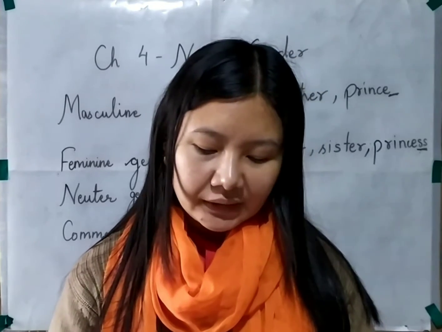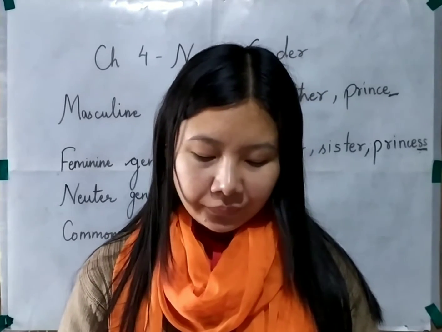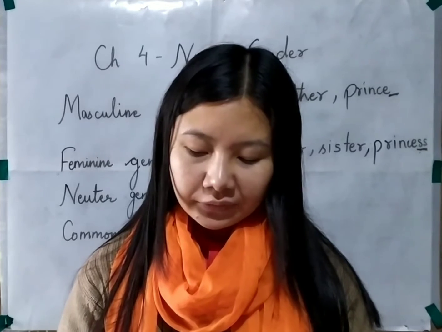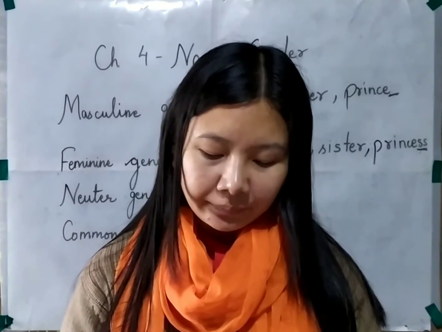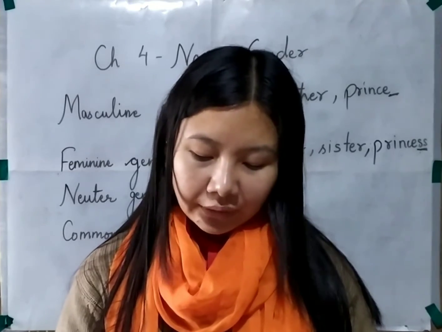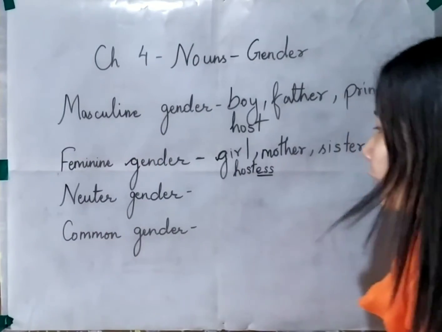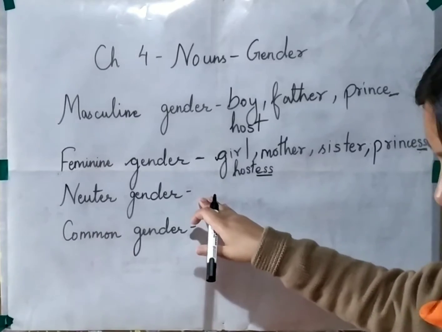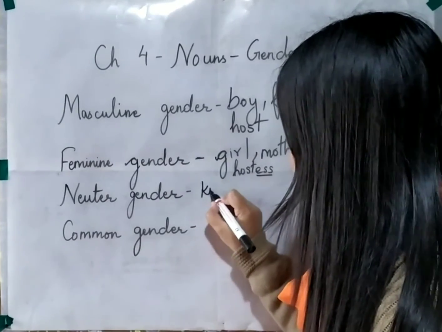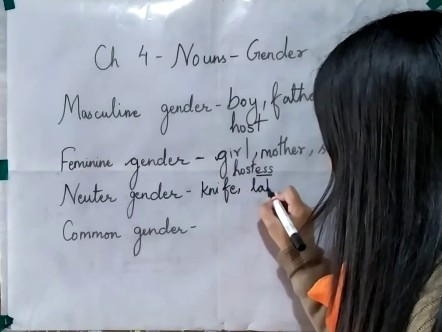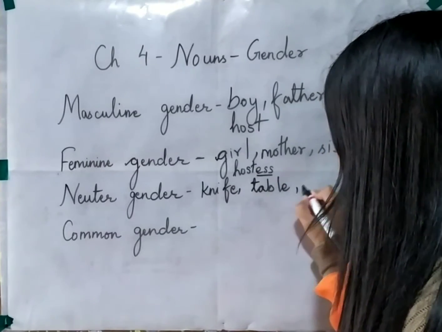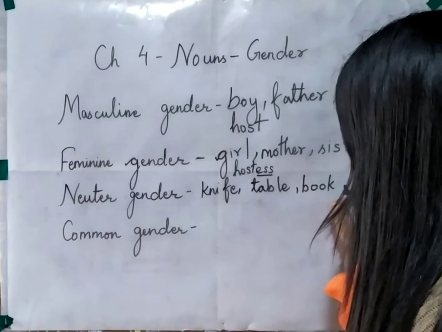Now let's look at these examples that are provided underneath. The knife is on the table. You can see the picture also over there. The book is in the bag. The words knife, table, book and bag are non-living. They do not have life. So you need to keep in mind that over here we are taking the examples of neuter genders, the nouns knife, table, book and bag.